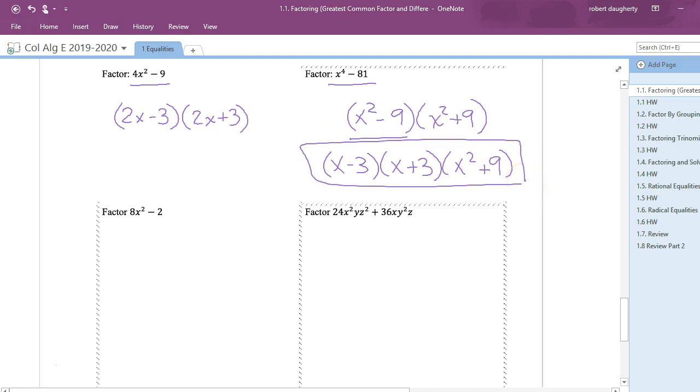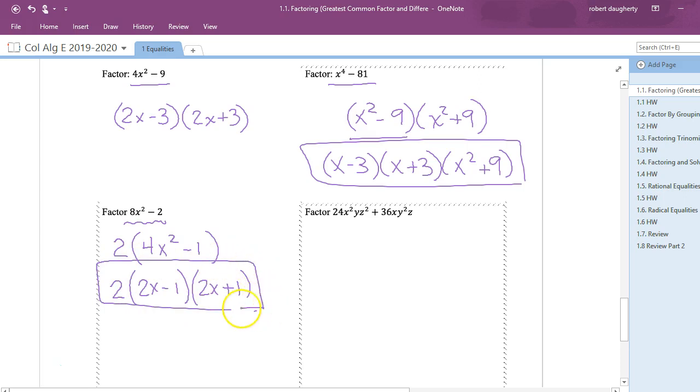And there we go. 8x squared minus 2. These are not perfect squares. So the next thing I ask myself is, is there a greatest common factor? They're both even numbers, so yes, I could factor out a 2. What do I multiply 2 by to get an 8? That's 4. So that's 2 times 4x squared minus 1. Now what's in the parentheses is a perfect difference of two squares. So this is 2 times 2x minus 1 times 2x plus 1. And that is our final answer.